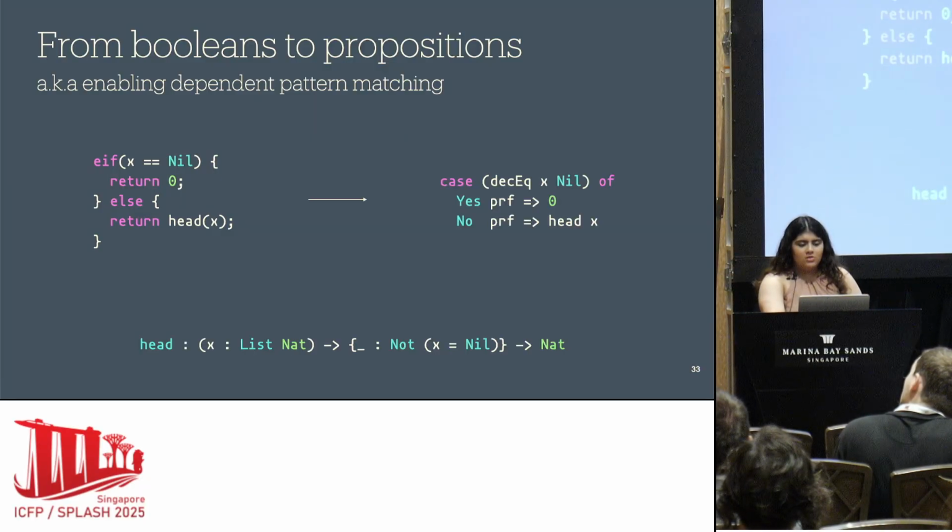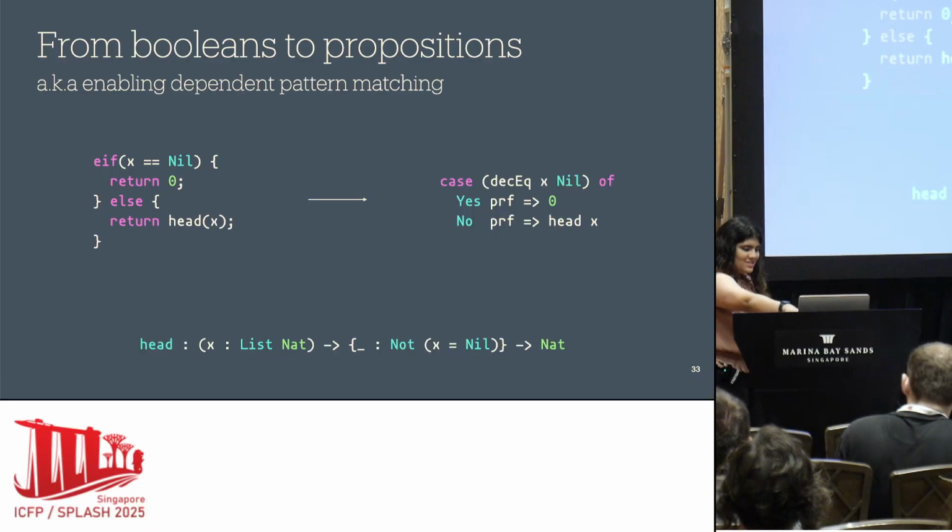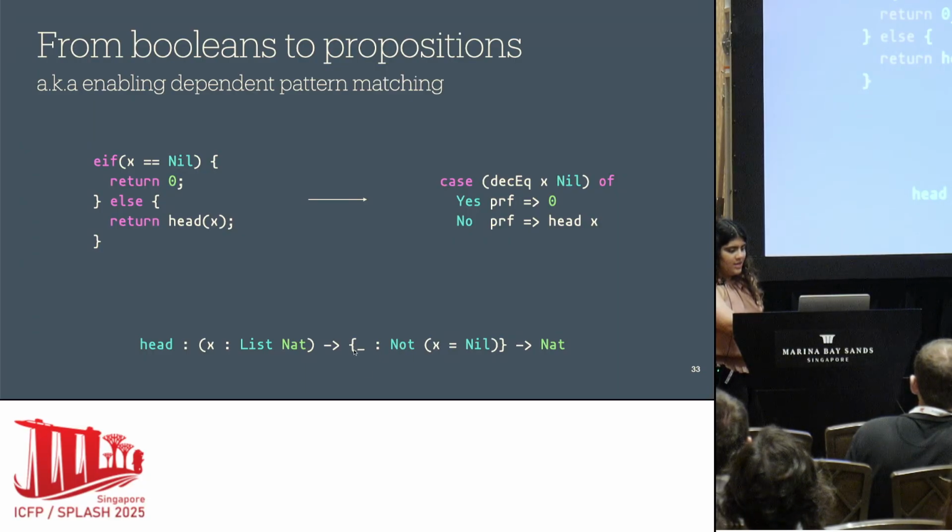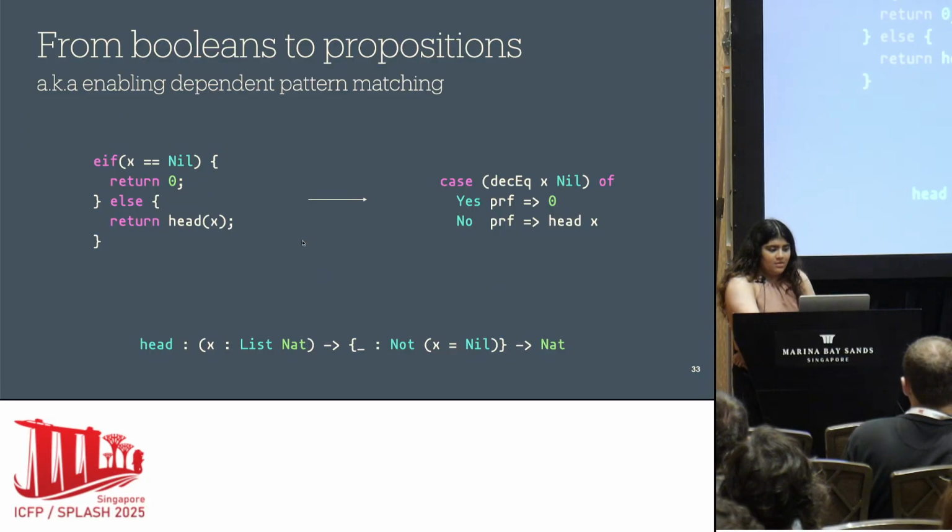And so what we do is we translate it into a case statement that splits on it using a decidable equality function. And so you actually have this proof in context of x being equal to nil or x not being equal to nil. And the wonderful thing about Idris is it's going to pick this up from the context and pass it into this head function on its own. And so this just says that this is an implicit argument. And so all you write is head x here, and then it actually fulfills this constraint on its own.